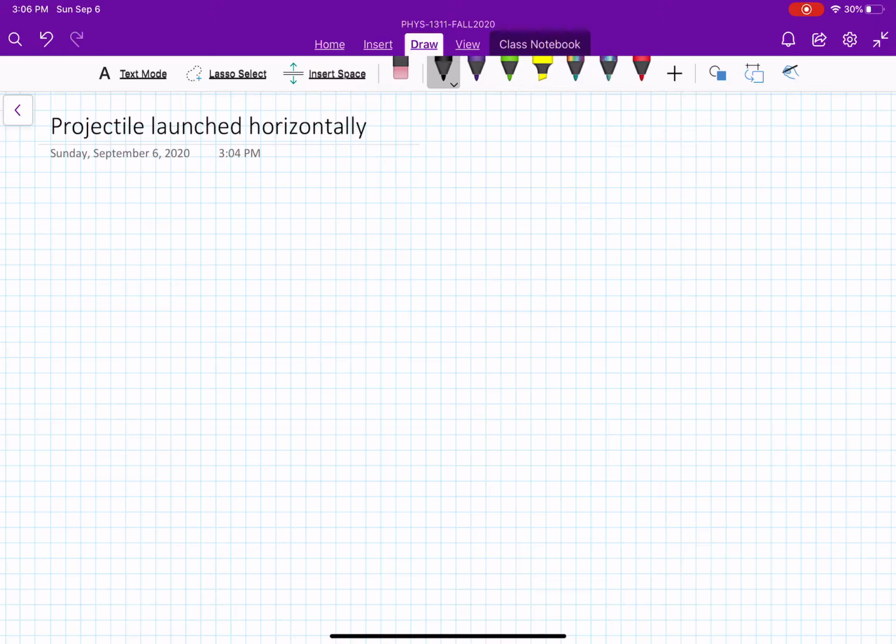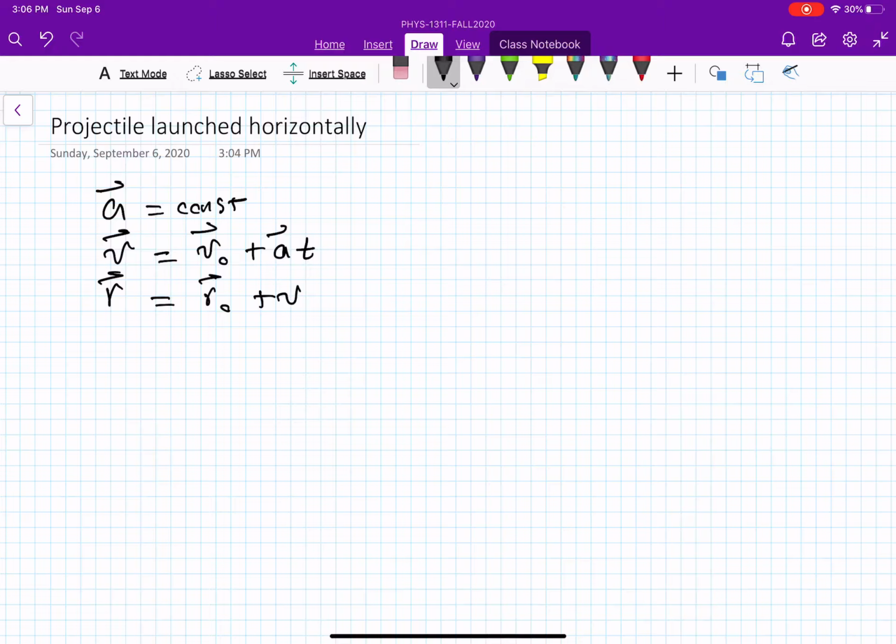We've learned about the kinematic equations in vector form. They are, in general, valid in the situation where the acceleration vector is equal to a constant, right? So that's the first equation: a is a constant. And then we've got the formula for the velocity: v is equal to v0 vector plus at. And then we've got a formula for the position vector: r is r0 plus v0 vector times t plus 1/2 at squared.